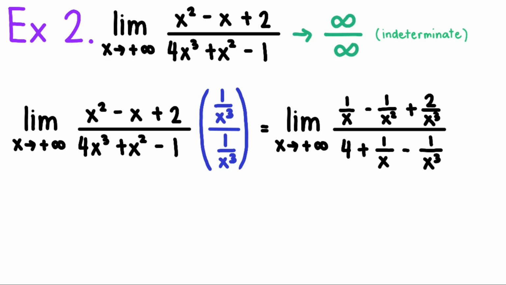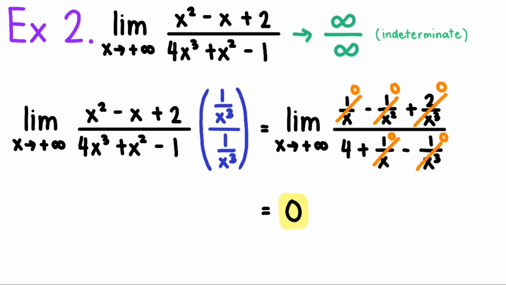And here, when we plug in infinity, observe that 1 over x just becomes 0, negative 1 over x squared also becomes 0, and so is 2 over x cubed. Then the 1 over x in the denominator becomes 0, and so is 1 over x cubed. So we'll only have here 0 over 4, or when simplified is just 0. This out here is the final answer.